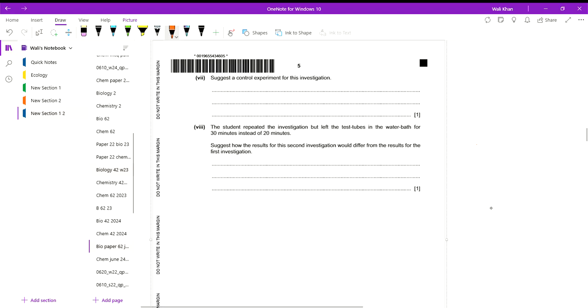Suggest a control experiment for this investigation. So for the control experiment, we can use water instead of HCl.